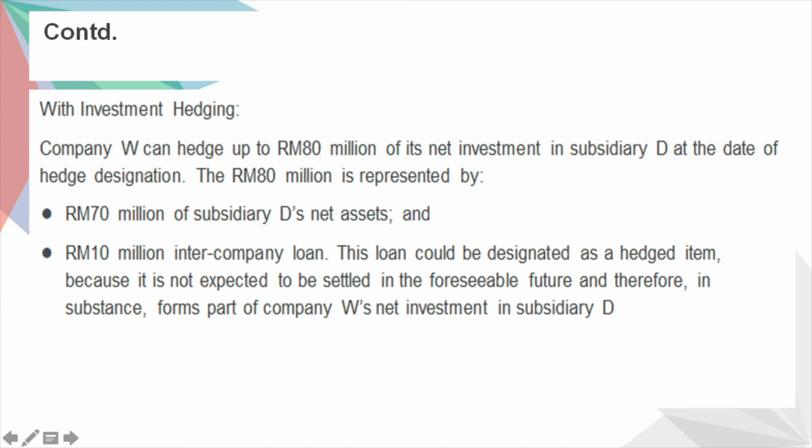Okay. With net investment hedging, Company W can hedge up to 80 million of its net investment in Subsidiary D at the date of the hedge designation. The 80 million ringgit Malaysia is represented by 70 million ringgit Malaysia of Subsidiary D's net asset, and the second is the 10 million ringgit Malaysia intercompany loan. This loan could be designated as a hedged item because it is not expected to be settled in the foreseeable future, and therefore, in substance, forms part of Company W's net investment in Subsidiary D.